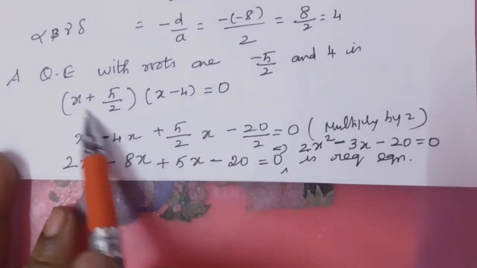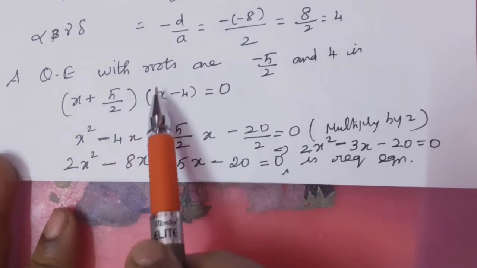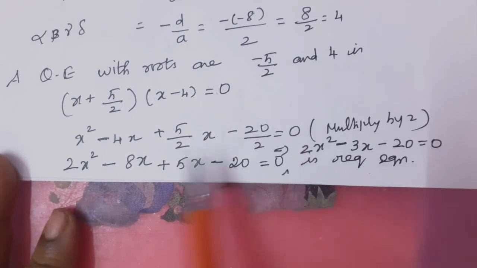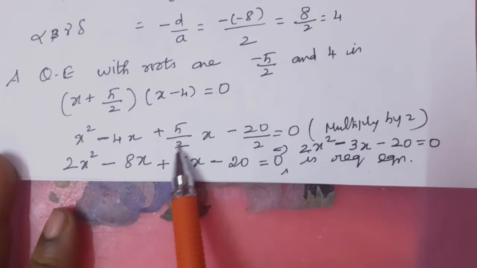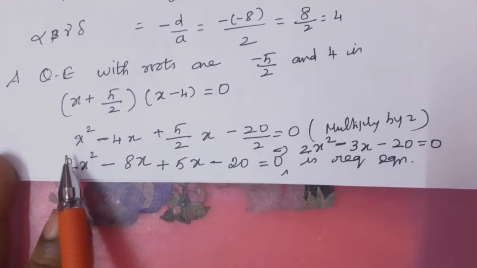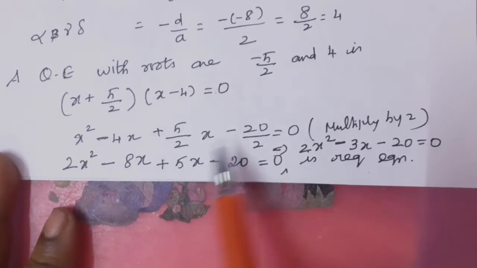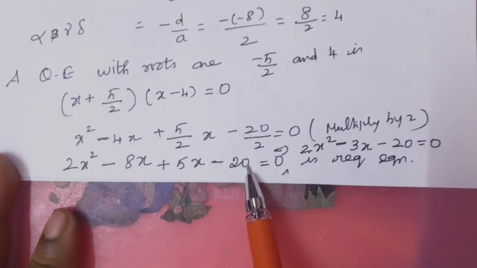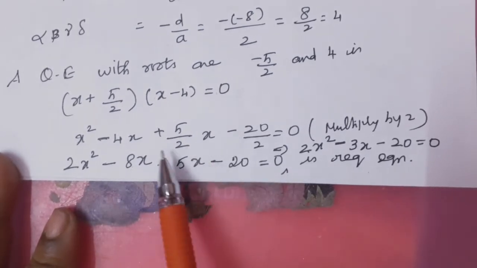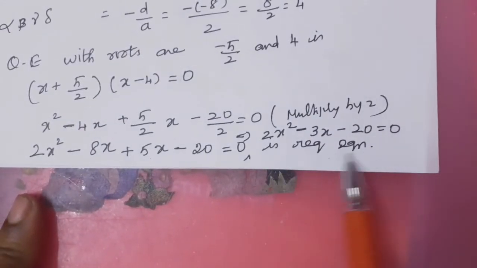So multiply: x into x is x square, x into 4 is minus 4x. Plus 5 by 2 into x, and 5 by 2 into minus 4 is minus 20 by 2, equal to 0. We want to remove the denominator 2, so multiply by 2 on both sides. This is 2x square, 2 fours are 8x, the 2 cancels for 5x, and here also the 2 cancels, giving 20. So minus 8x plus 5x. Simplifying the equation, we get 2x square minus 3x minus 20 equal to 0 is the required equation.